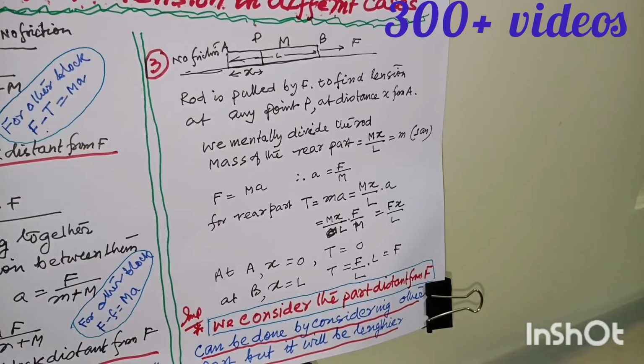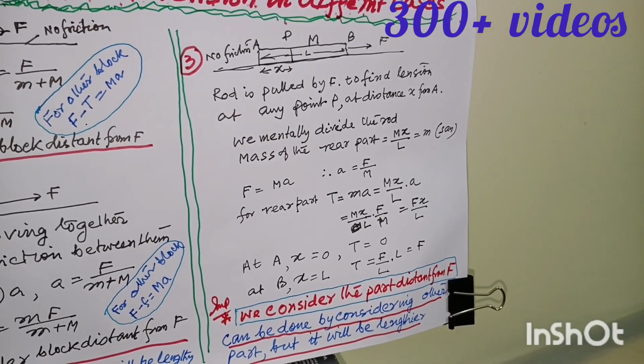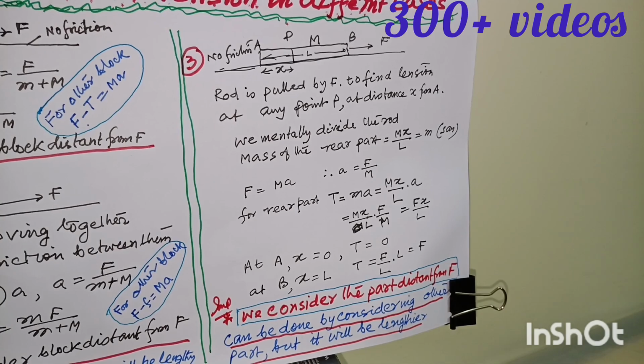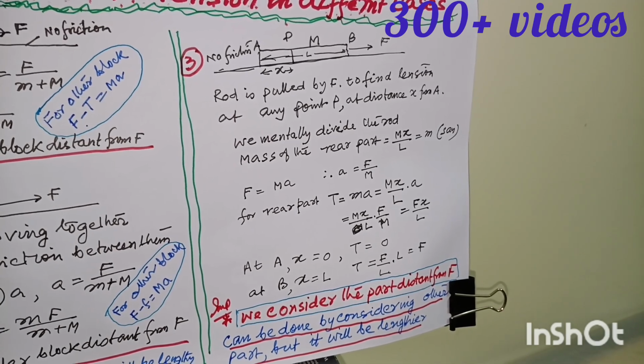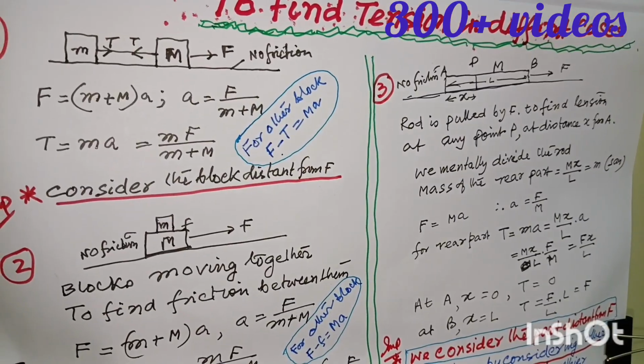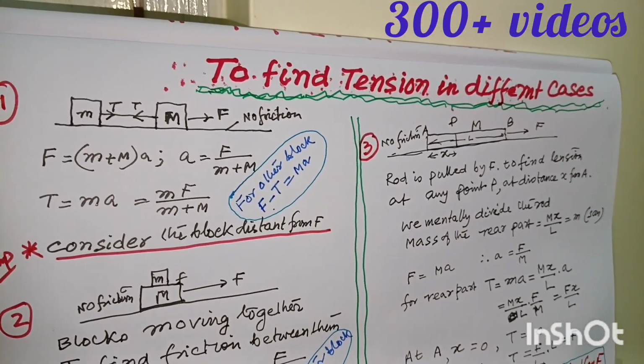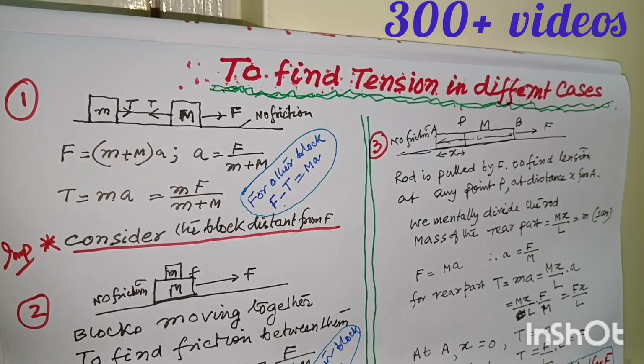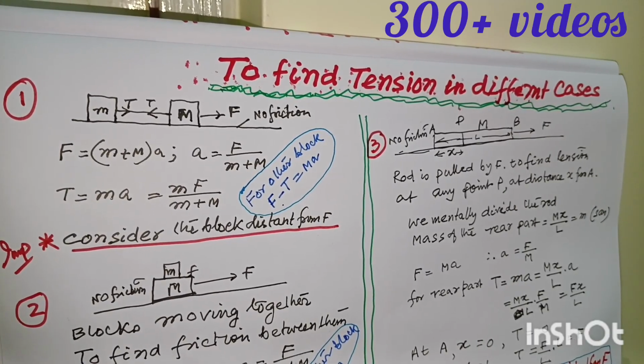Means we consider the part distant from F. It can be done by considering the other part also, then we will involve another line. So this was the concept I wanted to give you today. I hope you have understood this. Please go through this again and again and try to understand this trick.